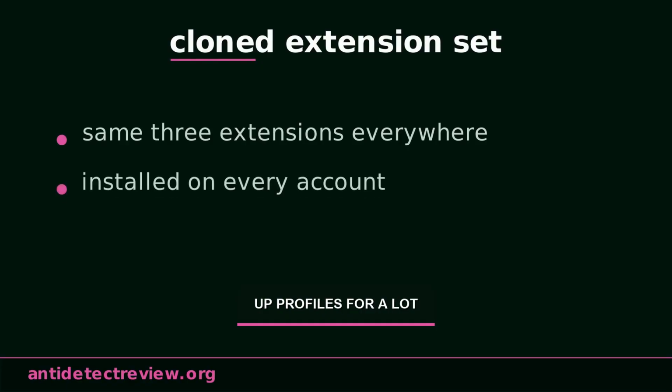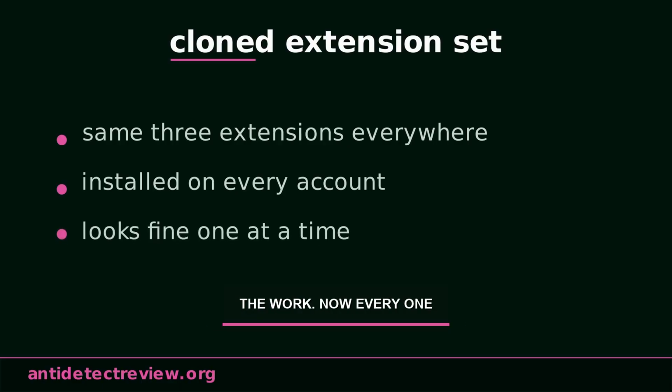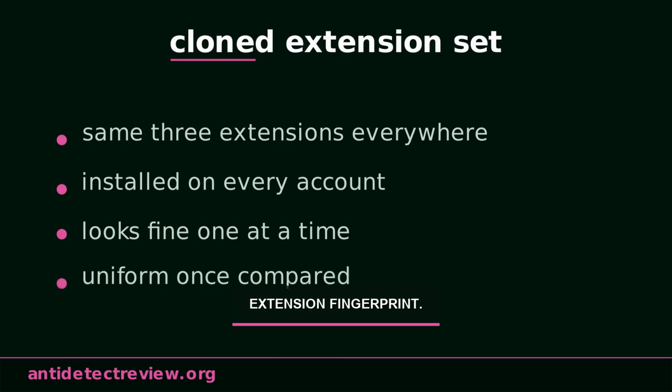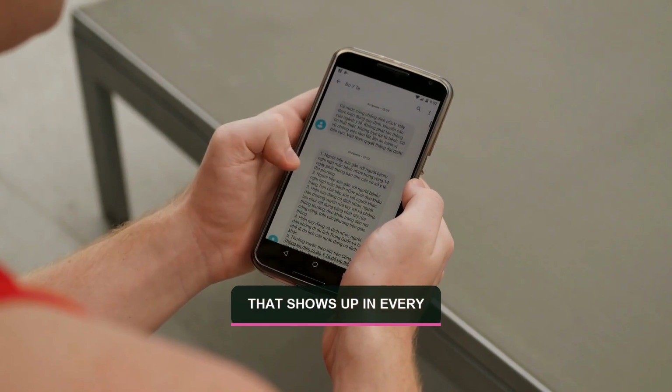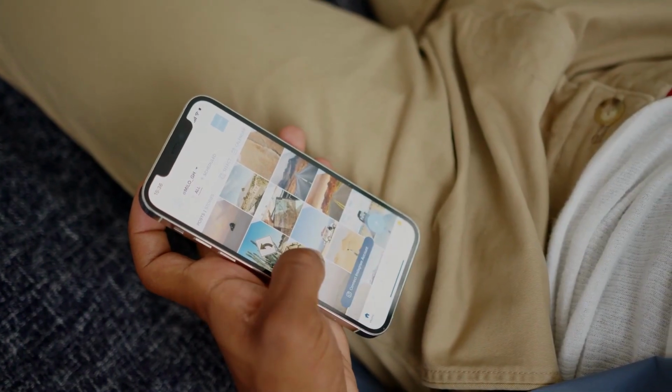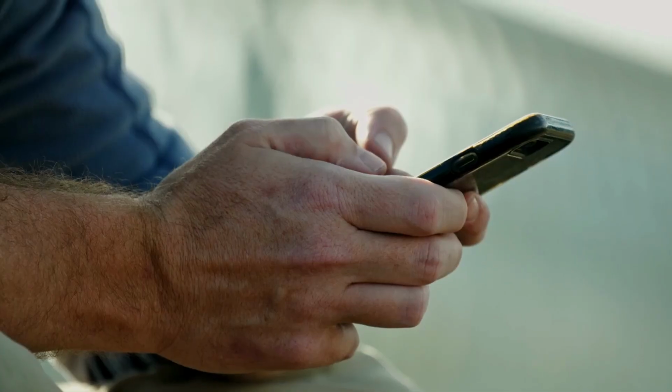And then the version of that which really does cause problems, the shared set. Someone sets up profiles for a lot of accounts and installs the same 3 extensions in every one, because they are useful for the work. Now, every one of those accounts carries an identical, slightly unusual extension fingerprint. Individually, each profile looks fine. Collectively, they are wearing a uniform. This is the same failure that shows up in every other layer of this subject. The values were not wrong, the sharing was.